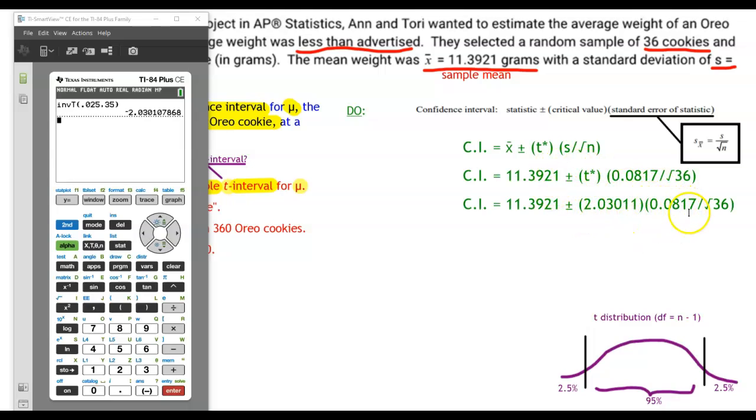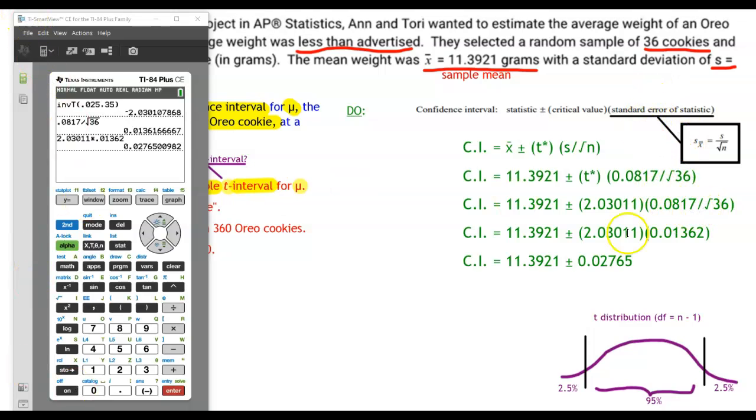Let's start by putting just pieces of this into the calculator, because I don't want to throw the whole thing in the calculator. First of all, it's got a plus and minus, and second of all, there's a lot of stuff going on here. So I'm going to try to digest this one at a time. First, I'm going to calculate the standard error of the statistic by doing s divided by the square root of n. Then I'm going to multiply the standard error by the critical value to get the margin of error. So my margin of error is 0.02765.